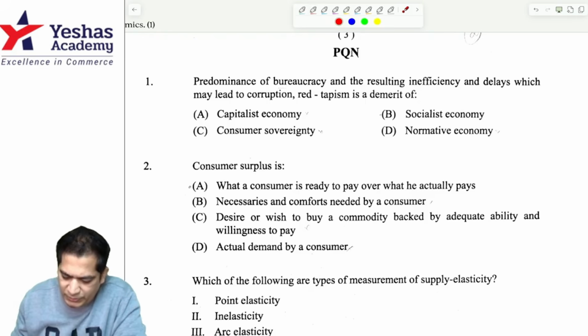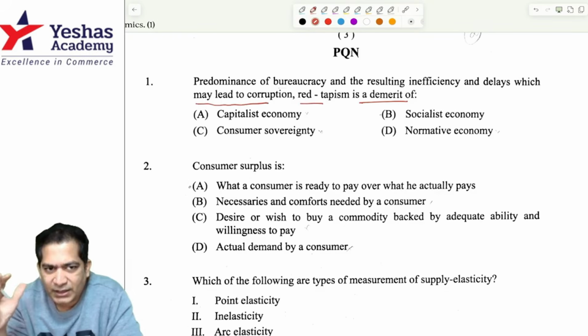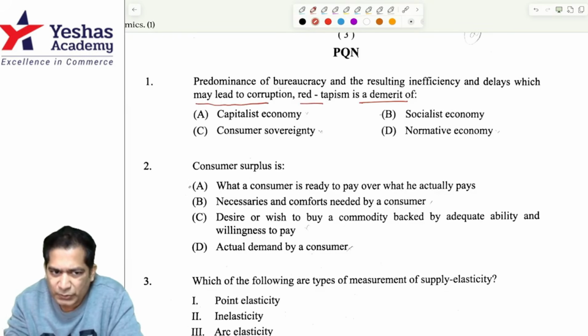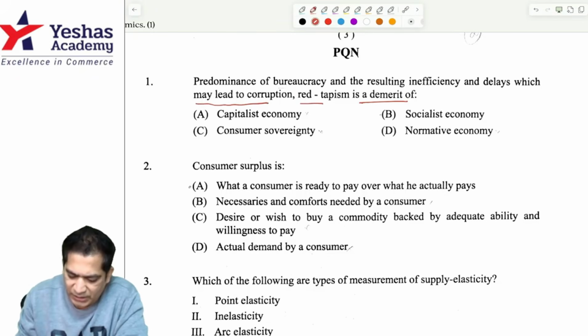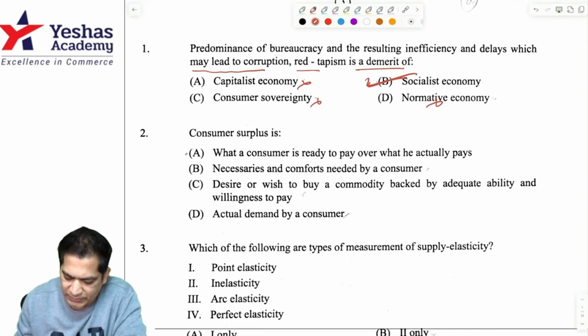Predominance of bureaucracy and resulting inefficiency and delays may lead to corruption. Red tape is a demerit of. Now you see, red tape, corruption, it happens both in socialist economy and mixed economy. So mixed economy is not given here. Capitalist economy, consumer sovereignty, normative economics is not the answer. So B is the correct answer here.